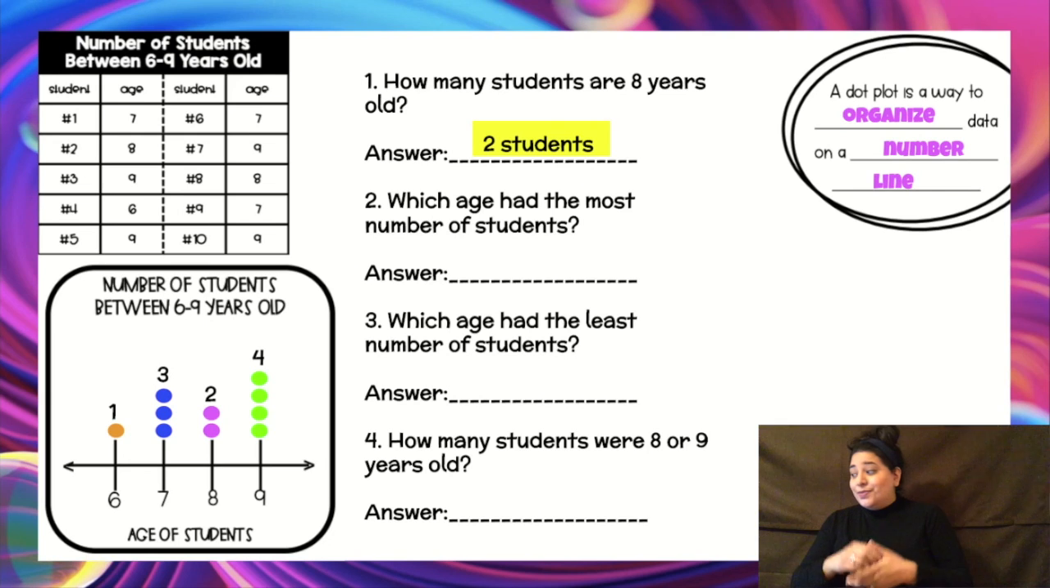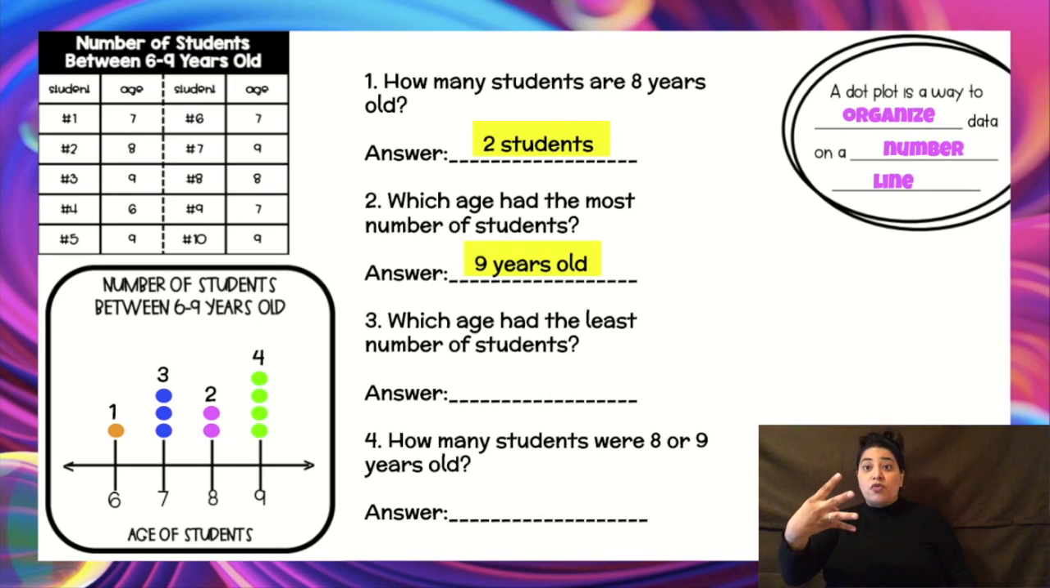Which age had the most number of students? So we have to look at the age of students at the bottom and see which one has the most dots, because the dots represent the kids that are that age. So I'm looking at 6, there's only 1, 7, there's only 3, 8, there's 2, and 9, there are 4. 9 years old. Which age had the most number of students? 9 years old.